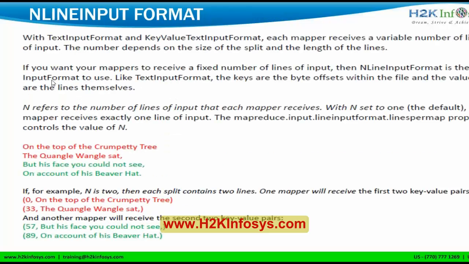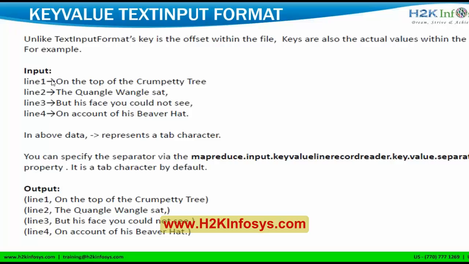Okay. So the next one is N-line input format. With text input format and key value text input format, each mapper receives a variable number of lines of input. The number depends on the size of the split and the length of the line, right? So if you take my old example itself, it depends on how many records I want to process in this particular input split, based on the size of how much I am dividing for each input split. So by default I have to process the whole input split itself. I cannot stop somewhere in between in processing the input split, right?